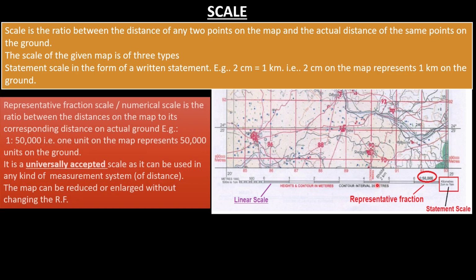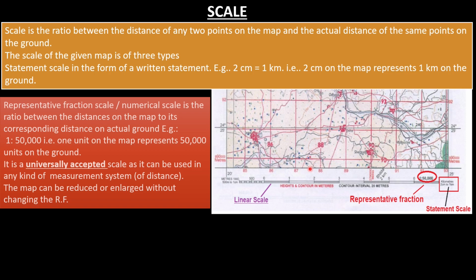Representative fraction, or numerical scale, is the ratio between the distance on the map to its corresponding distance on the actual ground. For example, 1 is to 50,000. That is, 1 unit on the map represents 50,000 units on the ground. If it is 1 centimeter, then it will be 50,000 centimeters on the ground. Or if it is 1 foot on the map, then 50,000 feet on the ground.